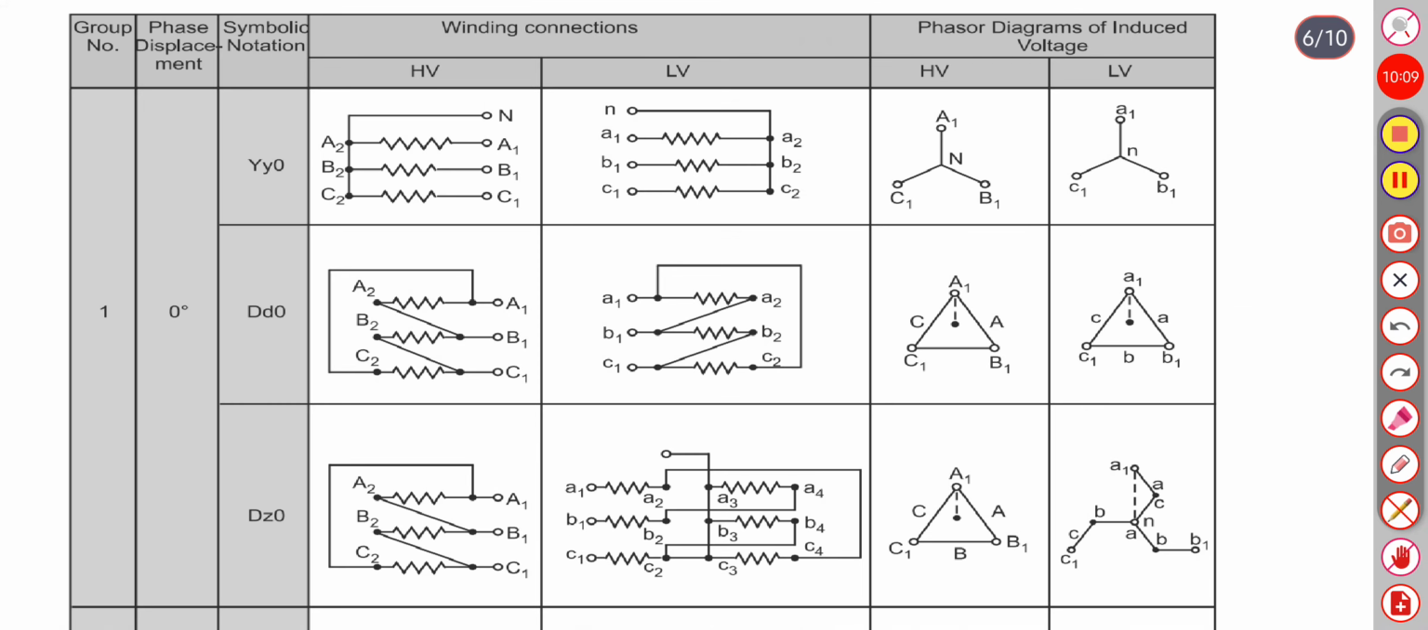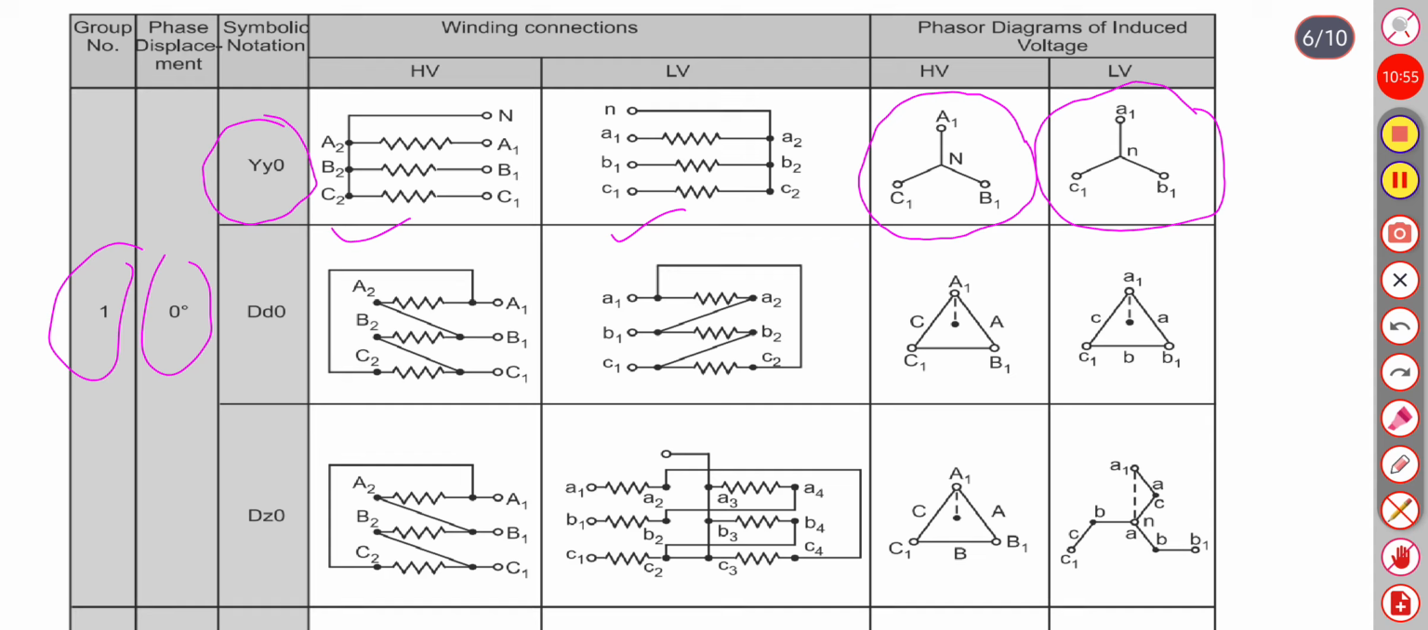Now let us see group 1 having 0 degree phase displacement. The first connection here is shown as YY0, where the HV winding is connected in star and the LV is also connected in star. This is the phasor diagram of the induced voltage in the HV winding, and this is the LV winding. So all the vectors of HV and LV have the same phase displacement and there is no change.